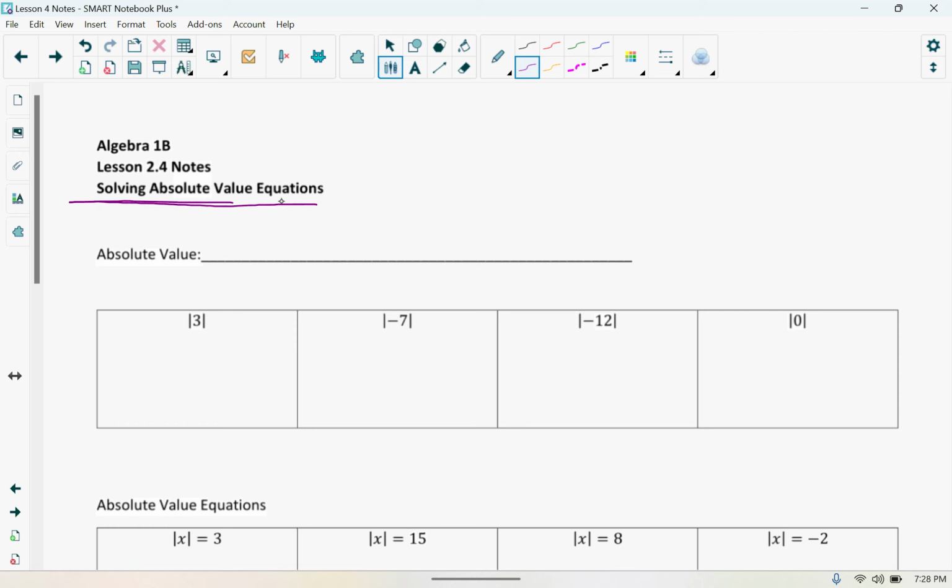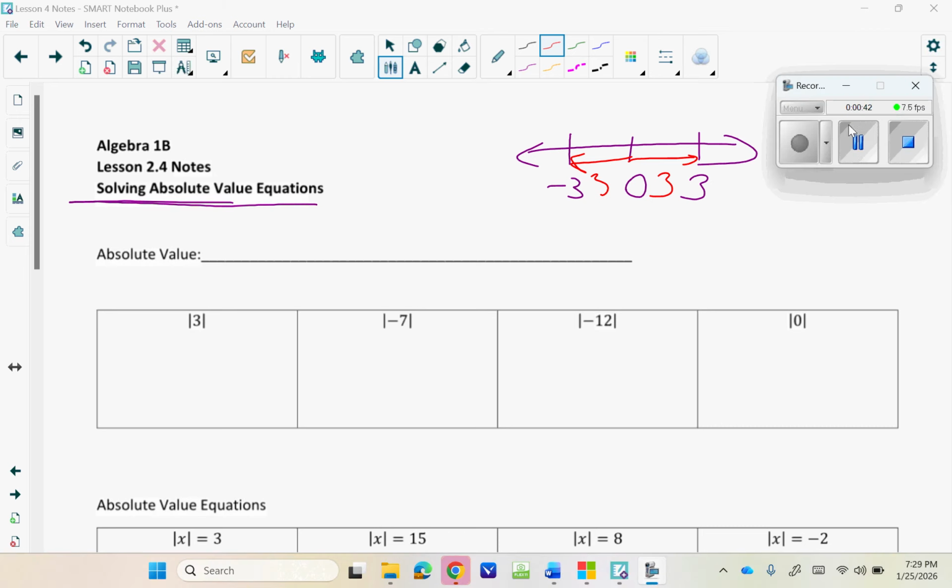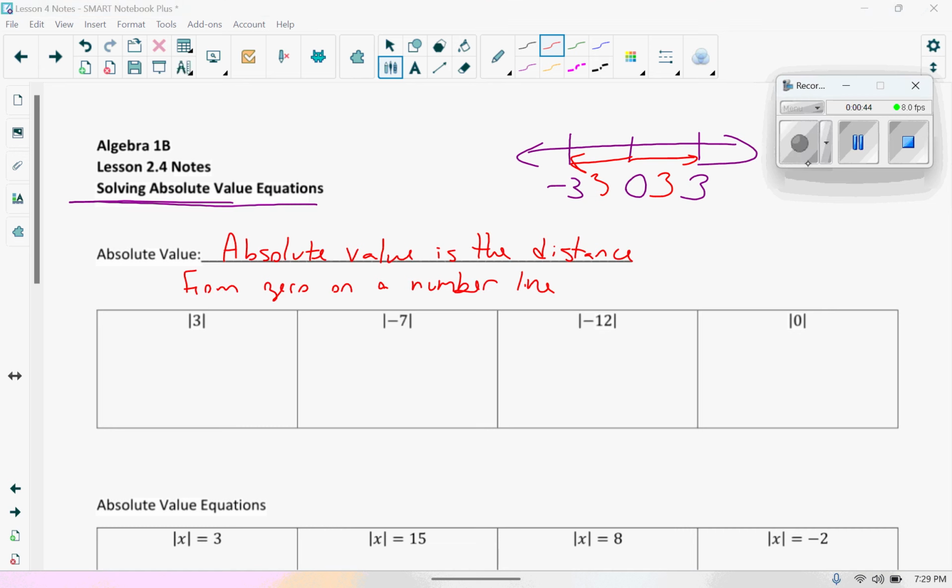An absolute value is the distance from zero on a number line. So let's pretend that we have an absolute value of 3. What this means is that you went either 3 in this direction or 3 in this direction. So by definition, absolute value is a distance. It doesn't matter which direction you go.